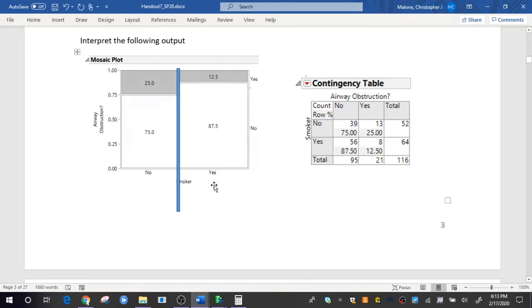Normally, we would think that smokers would have a bigger problem with airway obstruction. But this production facility must have some kind of adverse effect here on the non-smokers in order for that rate to be so much higher.